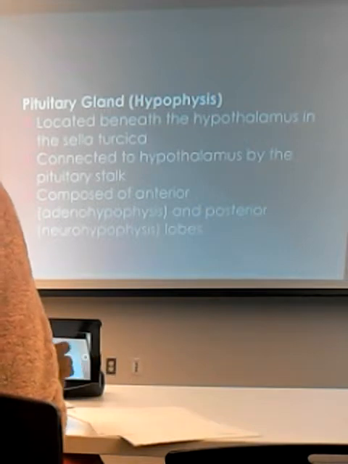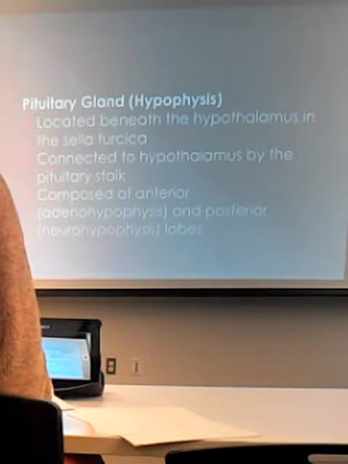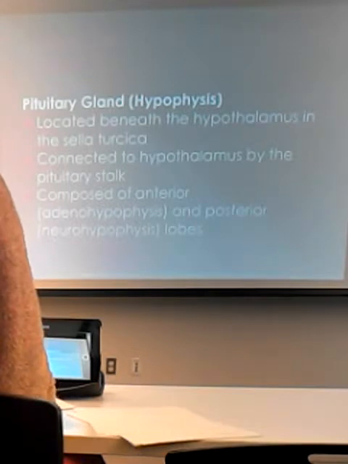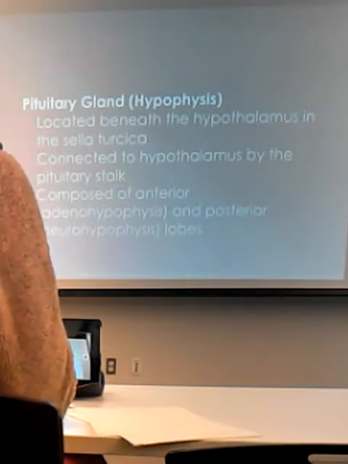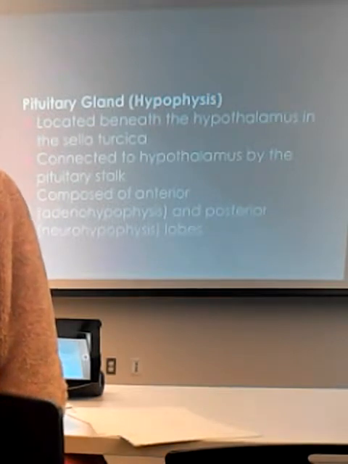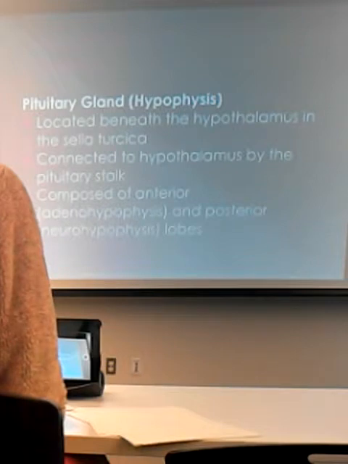Pituitary. So pituitary is a big thing. Listen, what's the master gland? The hypothalamus. It controls everything, basically. All right? So the pituitary is called the hypophysis. It's below the hypothalamus, and there's the pituitary stalk, or the infundibulum, that connects the hypothalamus to the pituitary.